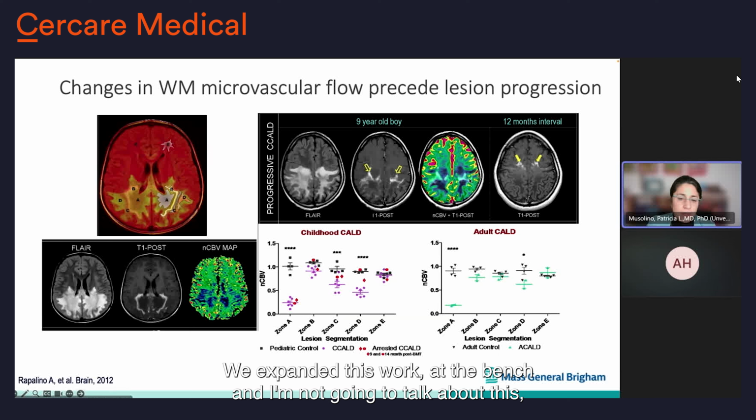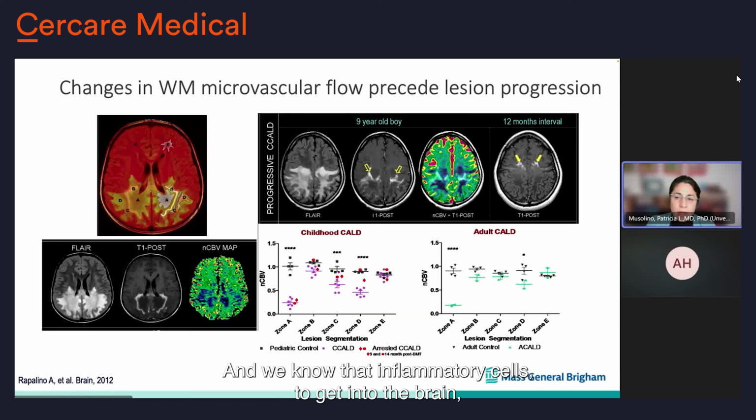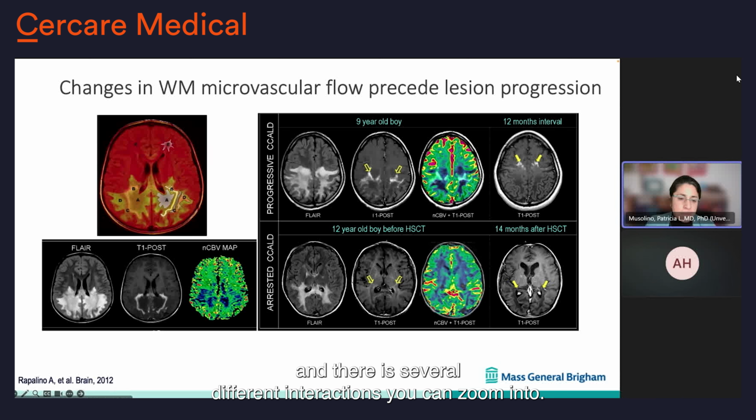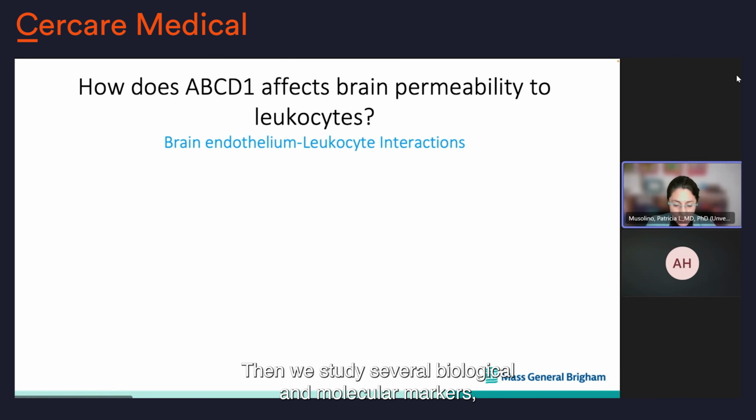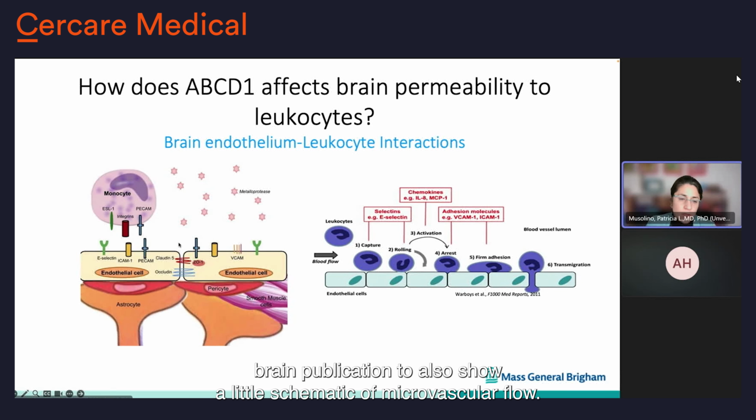We expanded this work at the bench, and I'm not going to talk about this, but we basically dove into the question: how does ABCD1 deficiency alter the blood-brain barrier? We know that inflammatory cells, to get into the brain, have to cross the endothelial monolayer in the brain, and there are several different interactions. You can zoom into that. We studied several biological and molecular markers, and we basically conceptualized it, thanks to Kim Maritzen and Bo Hansen here, I hope present in the room. We were able, in our Brain publication, to also show a little schematic of microvascular flow.